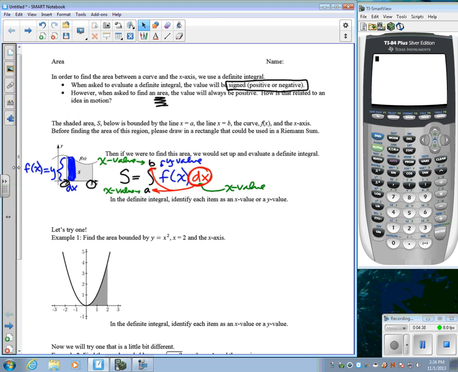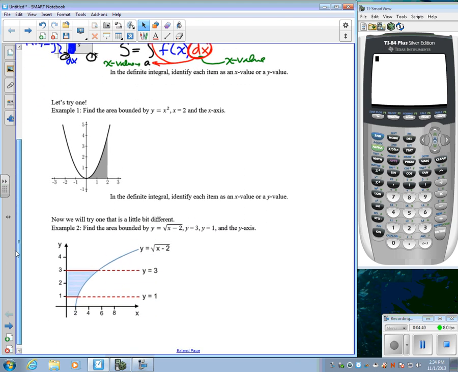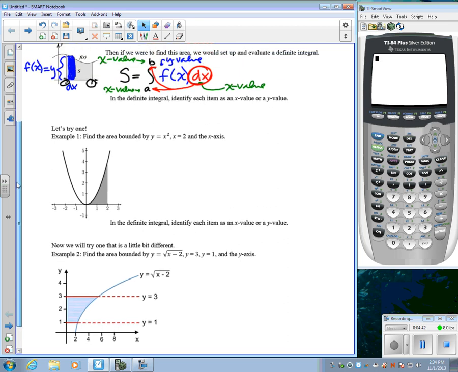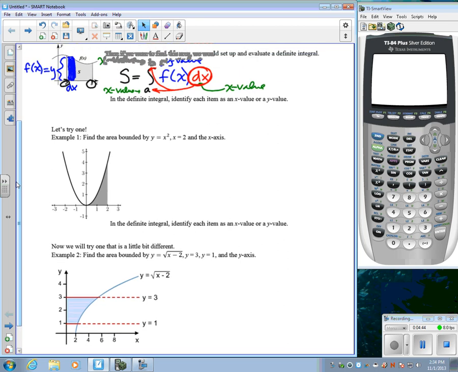So let's try one. Moving on to our first example: we are finding the area bounded by y equals x squared, x equals 2, and the x-axis. Again, I'm going to start by drawing in my rectangle.